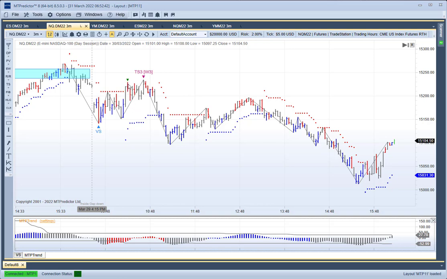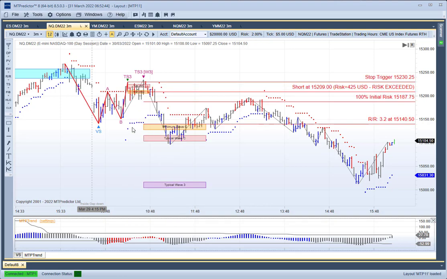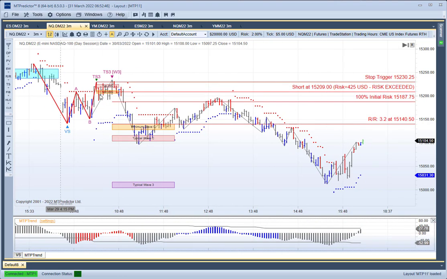So if I right mouse click here the red sell bar, do analysis, you can see this gave you a potential sell setup. Now this was quite a high risk. You can see here our position sizing, where we trade 2% of a sample $20,000 account, would mean that the risk would have been exceeded. So if you're trading the NQ contract, you wouldn't have been able to take this trade.